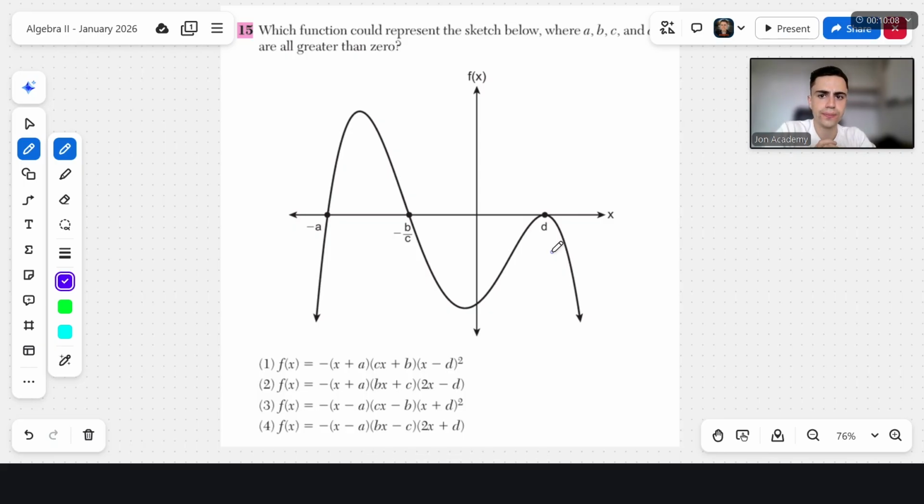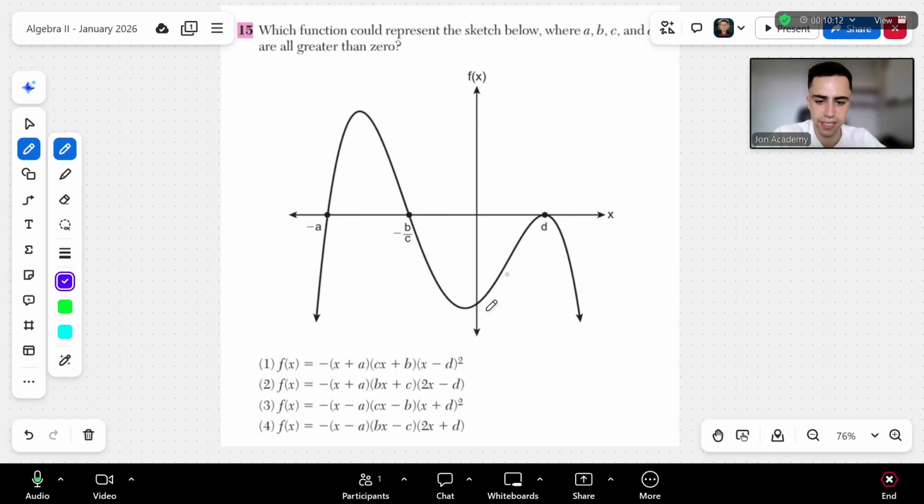a, b, c, d are all greater than 0. So we have three different roots. So what happens? Here, that means we have a factor of the kind x minus d. This here is going to be a factor as x plus a. And the one here is going to be a factor of the kind of x, well, the x is going to be multiplied by c, so it's going to be cx plus b.